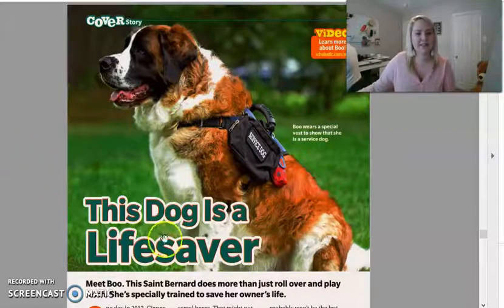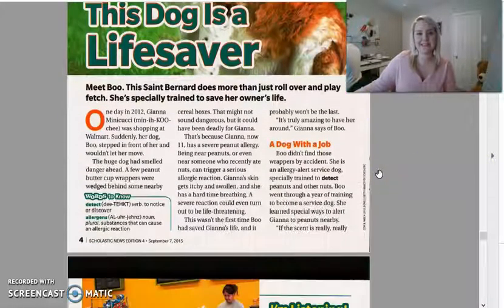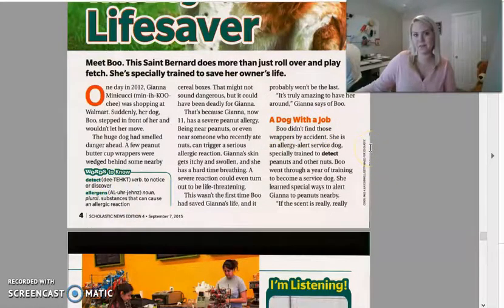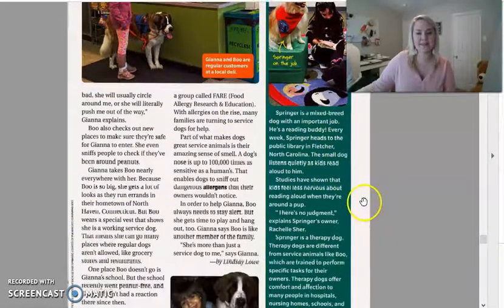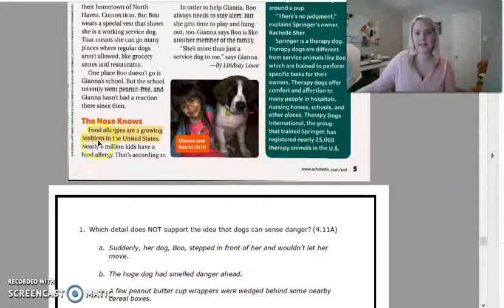It says, "This dog is a lifesaver." When I'm looking at this, I can tell that there are photographs. I see captions right here. It says, "Boo wears a special vest to show that she is a service dog." I'm going to scroll through this text. I see vocabulary words, bold words, which mean that they're important. I see headings, which are going to tell me what that section is going to be about. I have another photo and a caption and a little text box on the side, more headings.